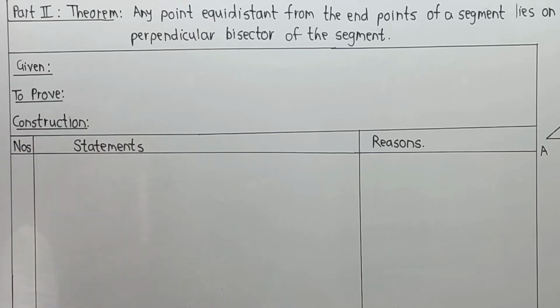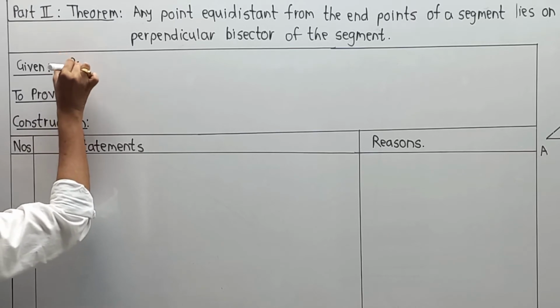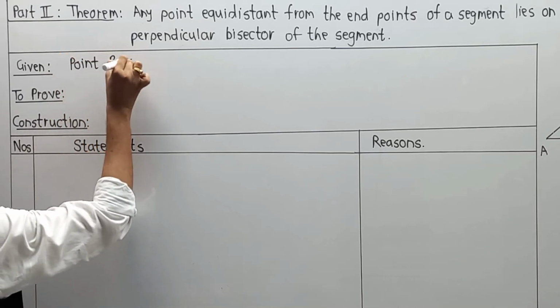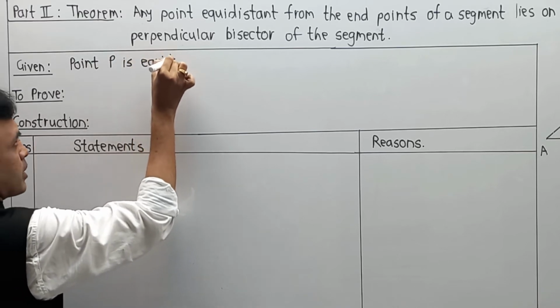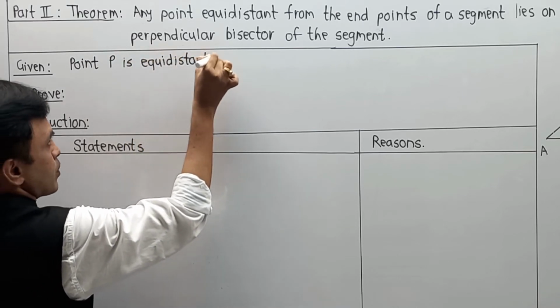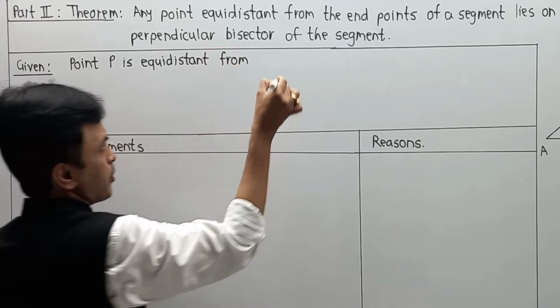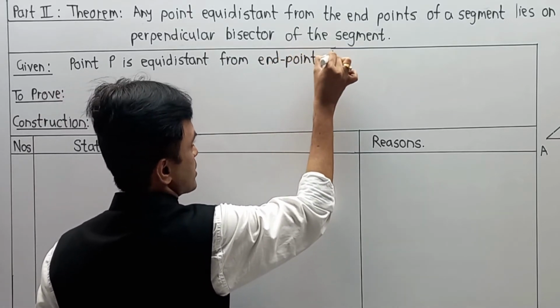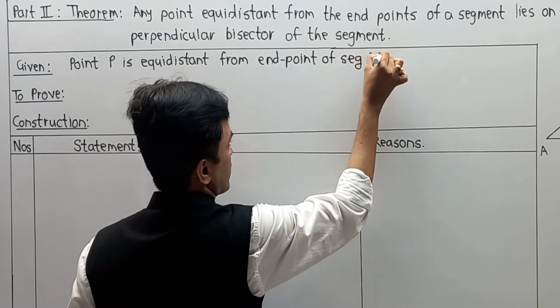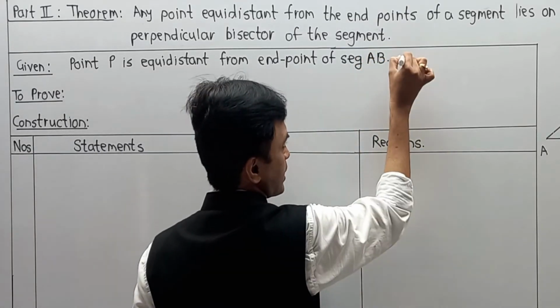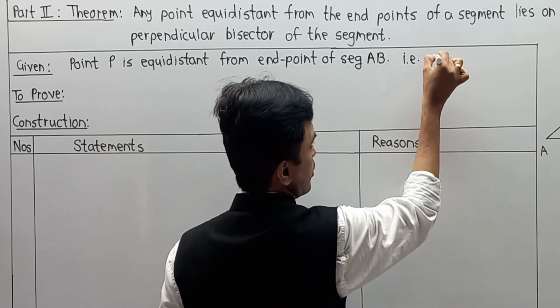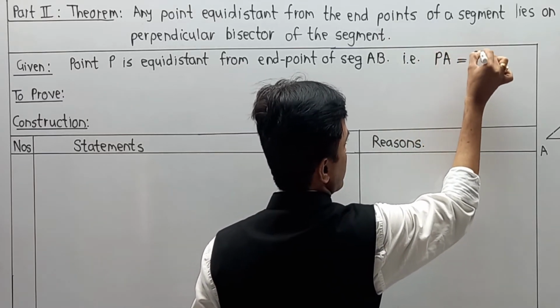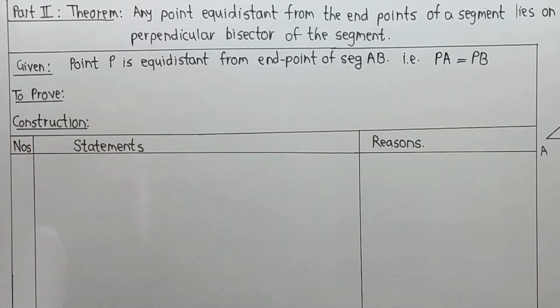So the first part, given. Point P is equidistant from end points of segment AB. It indicates that PA is equal to PB. PA is equal to PB. In short, they have given it. Next, to prove, we have to prove that point P lies on perpendicular bisector of segment AB.